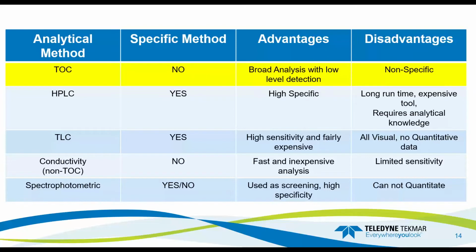So, HPLC is very specific. You're going to be testing for the compounds that you know of. You're going to be calibrating for the compounds that you know of. It's highly specific. There are some disadvantages. You're going to have long run times. It's an expensive tool. It requires a lot of deep analytical knowledge. You've got to understand what type of buffers, mobile phases, what type of column you might need, or even how to dial in the ramp parameters of how the solvent or mobile phase goes through the system. Well, with TOC, it's very simple, very easy and straightforward.